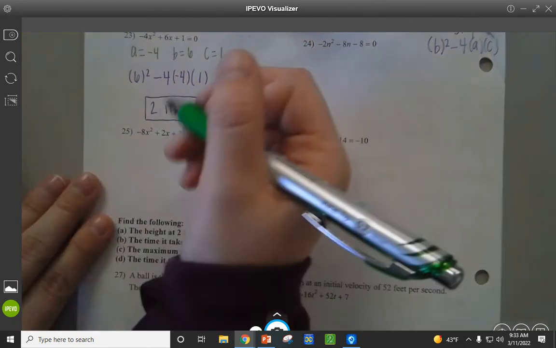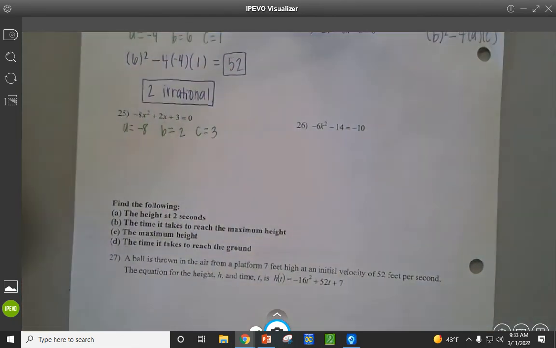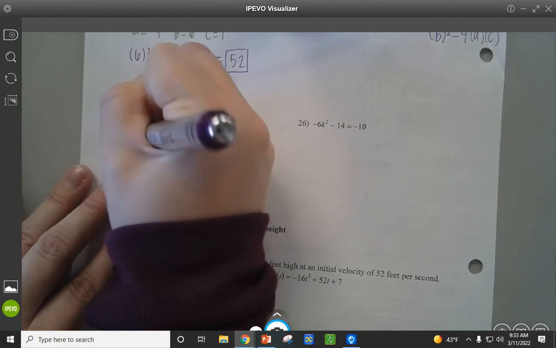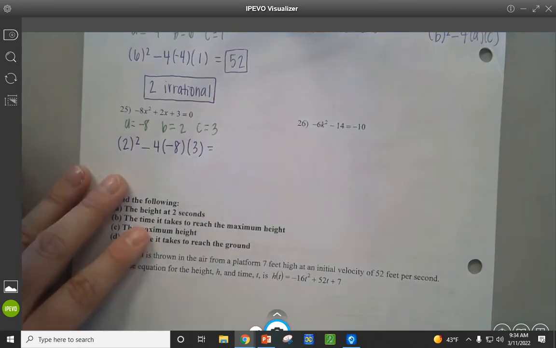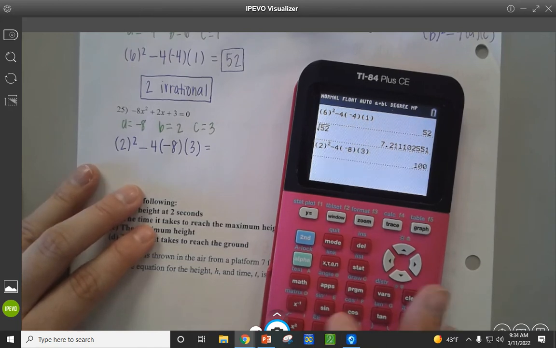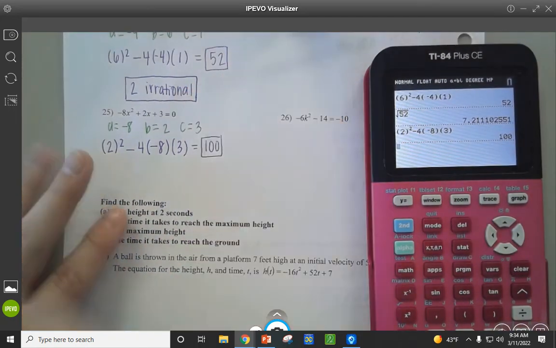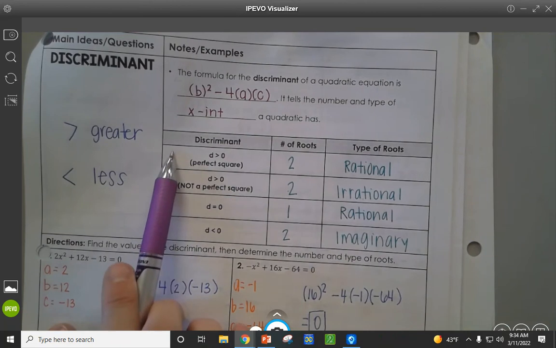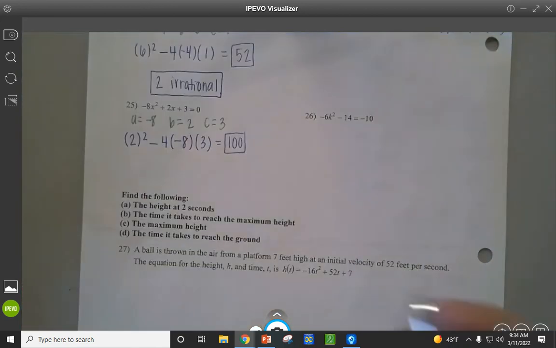Number 25. What is A? Negative 8. What is B? 2. And C, 3. So 2 squared minus 4 times negative 8 times 3, and we get 100. Yep, so it's a positive number. And is 100 a perfect square? Yes. So it has 2 rational solutions.